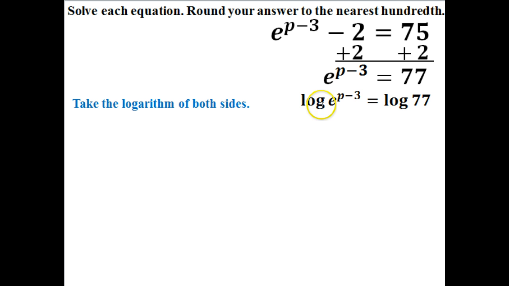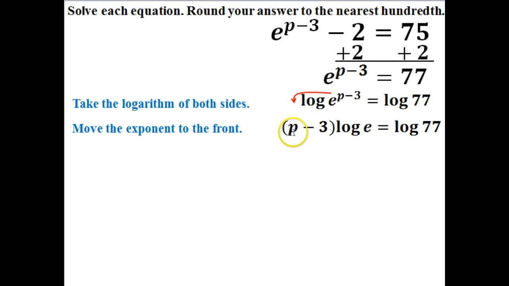So I've got log base 10, and you notice I do that to both sides. Remember, using our rules of equations, as long as we do it to both sides, it doesn't change its value. We know that the log base 10 of e is not the natural logarithm, but I'm going to use this one just to show you that it does work as well. Now that we've taken the logarithm of both sides, we want to move that exponent out in front. This is our laws of logarithms. We can take this and move it right to the front, essentially multiplying by it. So it'll look like this: p minus 3 multiplied by log base 10 of e.